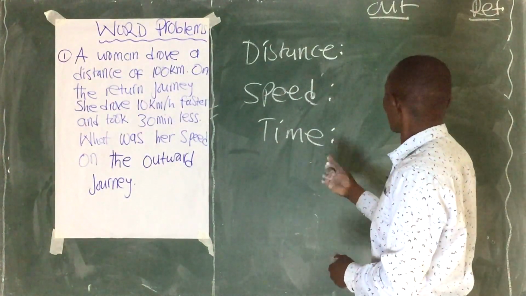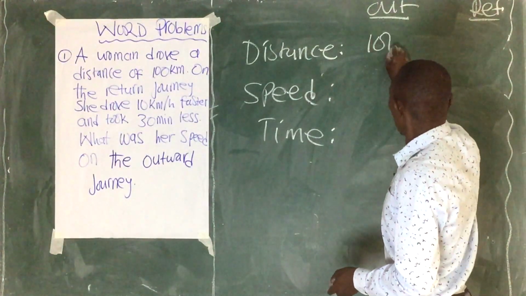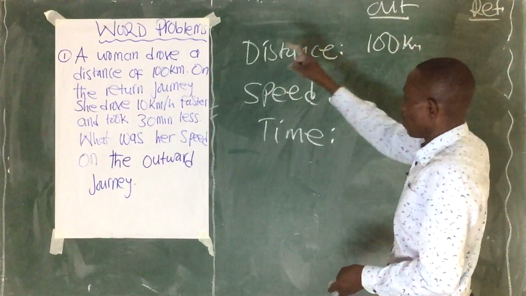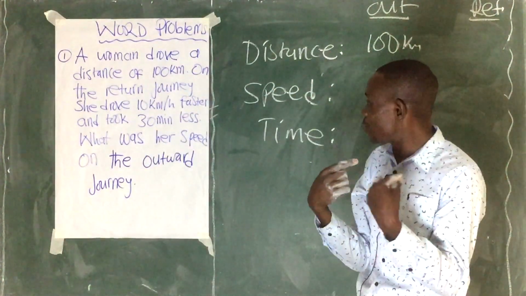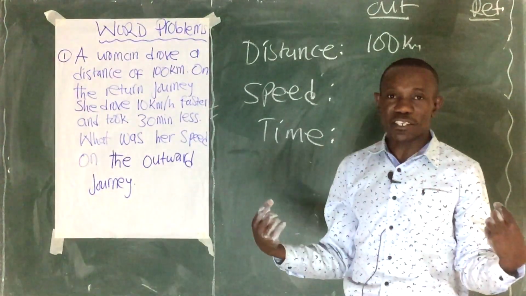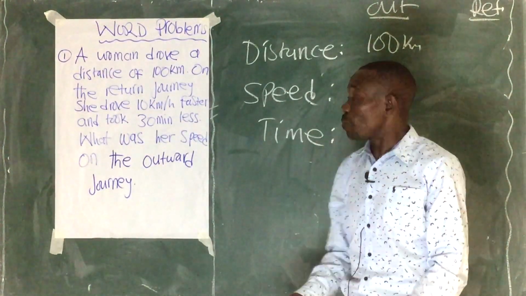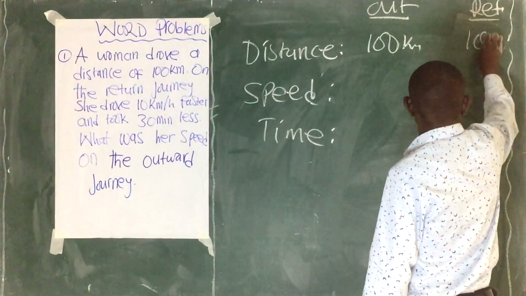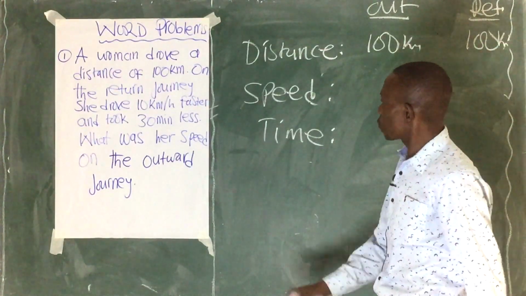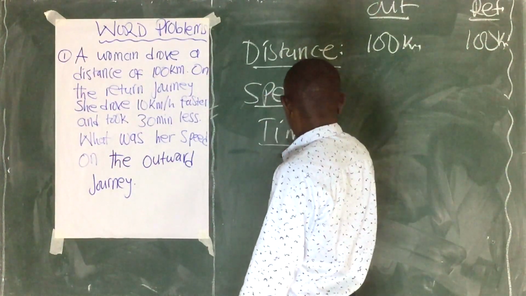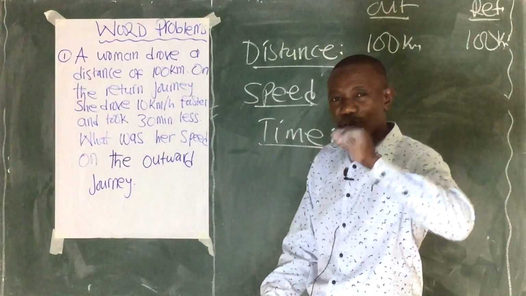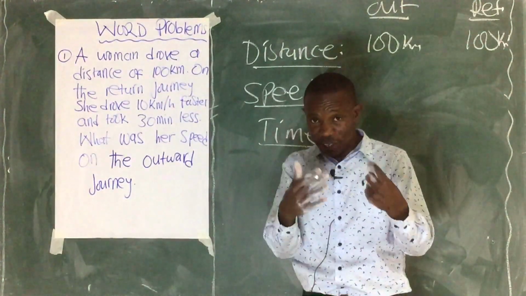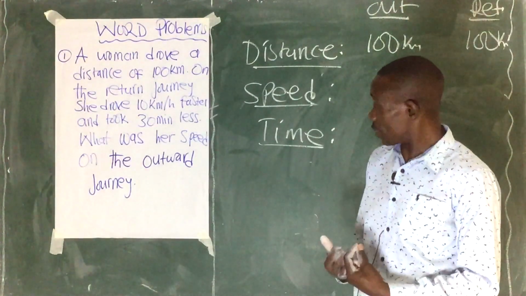As much as we talk of a journey where somebody went out and came back, we expect the distance covered going out is 100 kilometers. By this, a woman drove 100 kilometers. And if you talk about the return, we don't expect a different distance, but we also consider the same 100 kilometers. So the woman covered 100 kilometers when going out and also covered the same distance, 100 kilometers, when coming back.